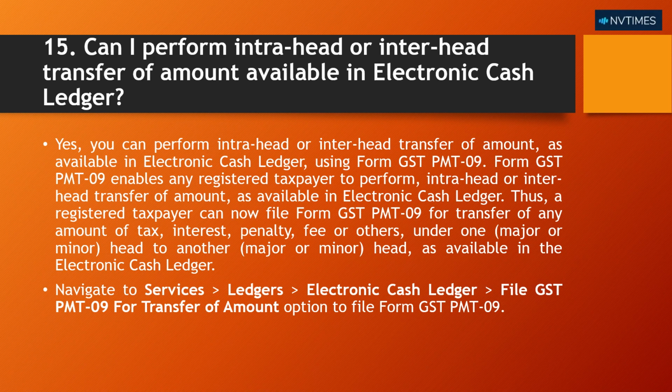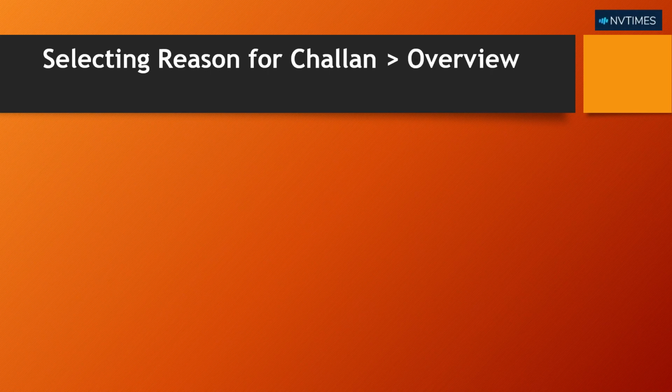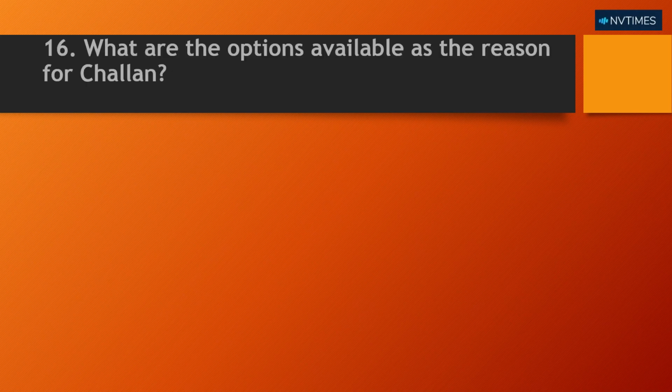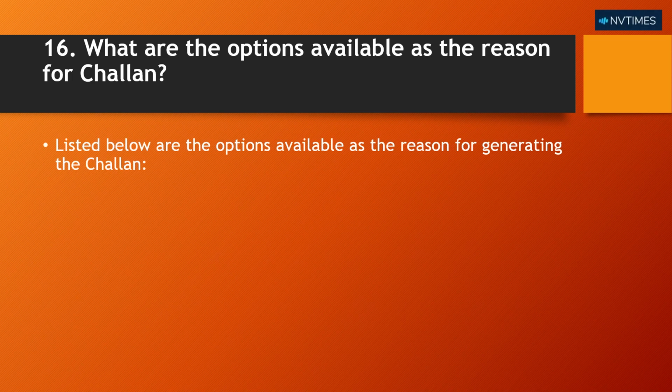Navigate to Services, then Ledgers, then Electronic Cash Ledger, then file GST PMT-09 for the transfer of amount option to file Form GST PMT-09. Selecting reason for challan. What are the options available as the reason for challan? Listed below are the options available as the reason for generating the challan.